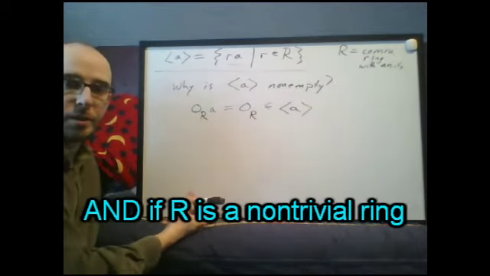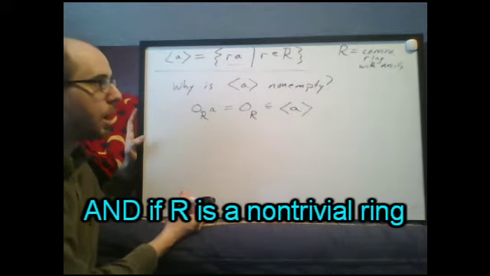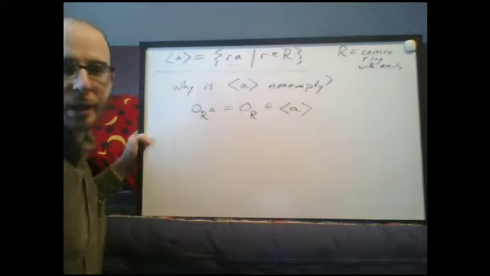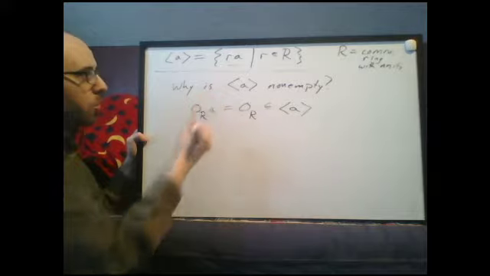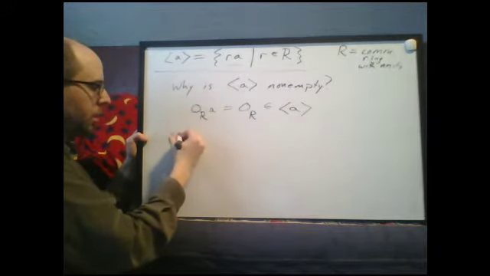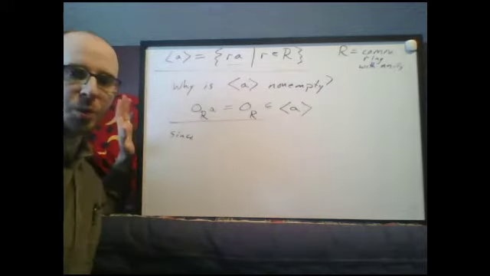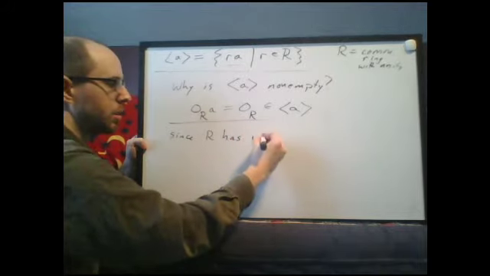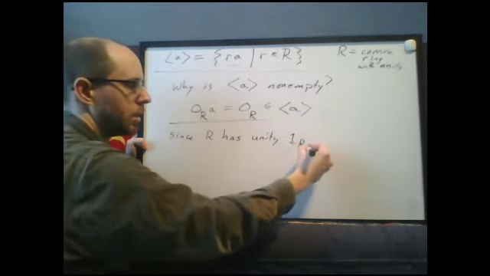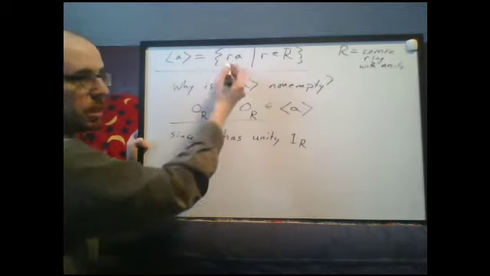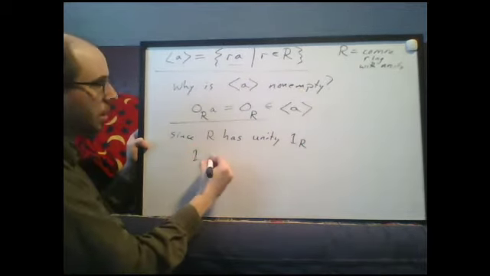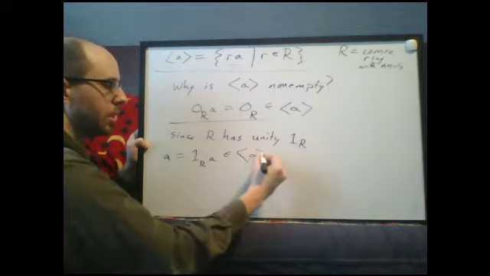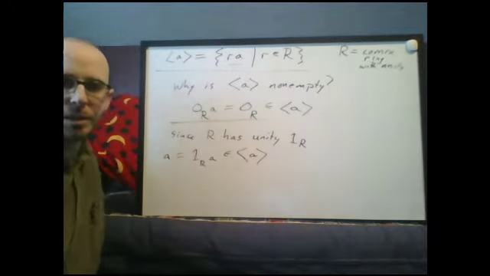There's other stuff. If A is non-zero, then there's other stuff as well. But what was throwing me off while I was thinking of this, the fact that this is a ring with unity. What if I pick 1 for my R? So this is extra. We answered the question why it's non-empty. But since R has a unity element, 1 sub R, I can use that as my little r. 1 times A equals A, and so that tells us that A is an element of this ideal.